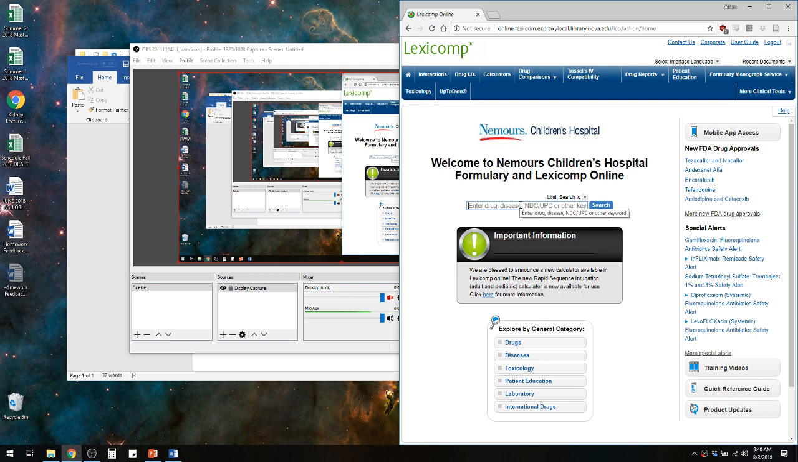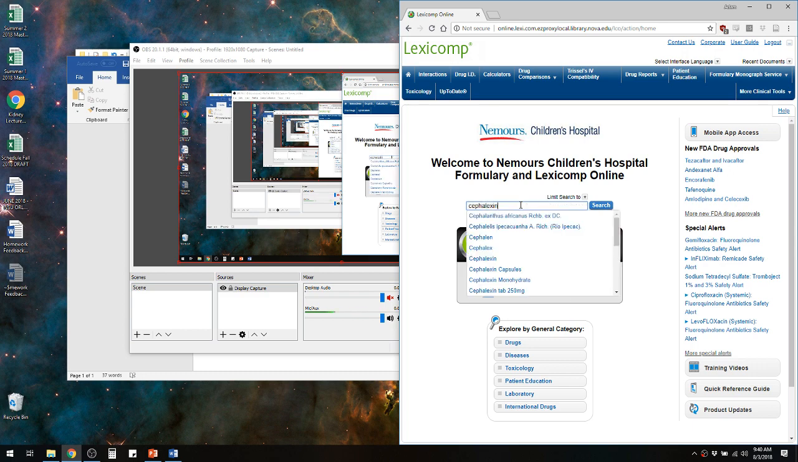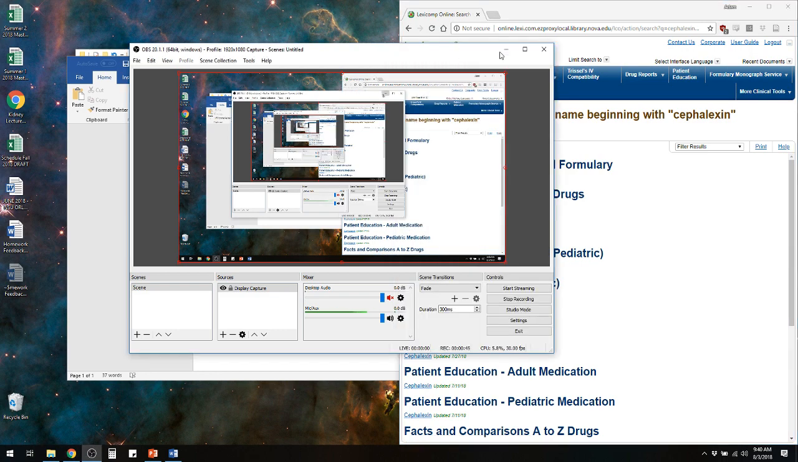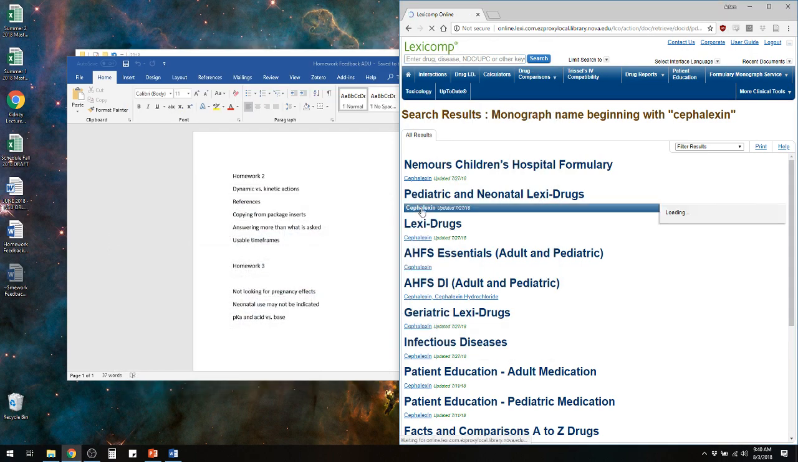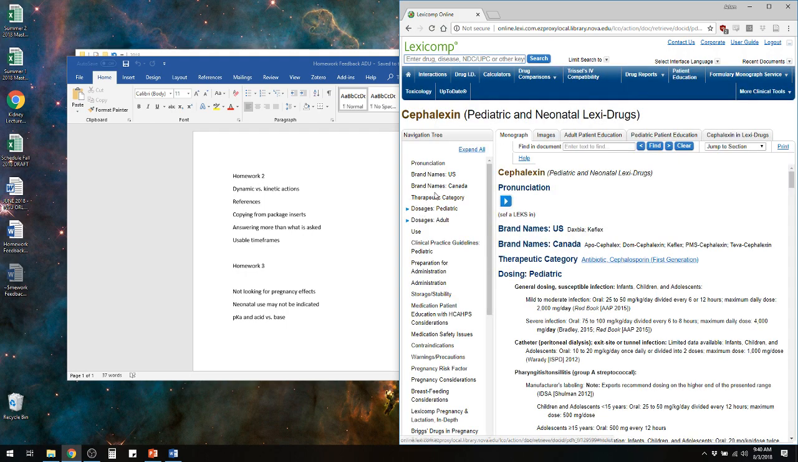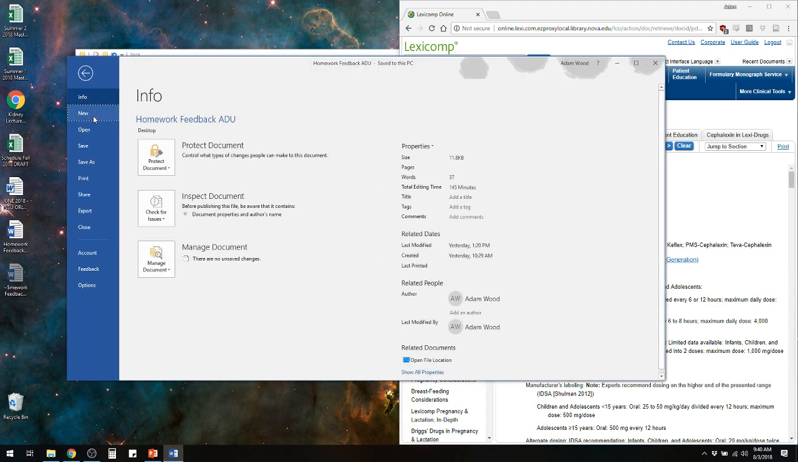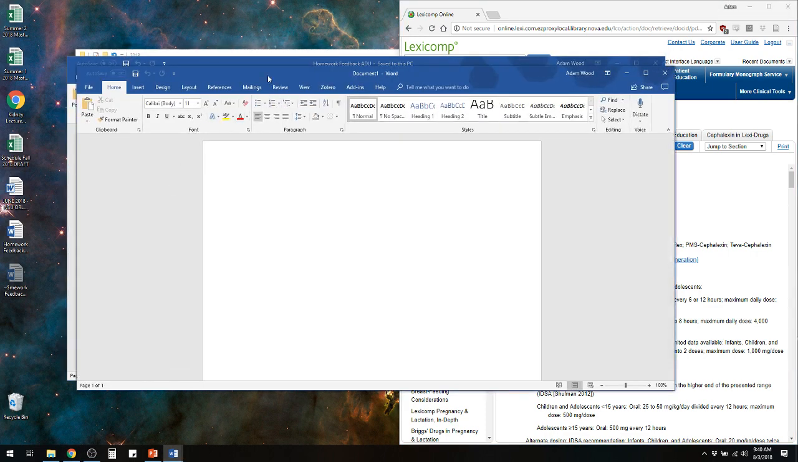Okay, so say we have a kid who's got a skin infection, a little bit of cellulitis. Let's do some Keflex, right? So I like LexiComp. That's just what I use most frequently. And when we do this, we would want to use the pediatric variety, because that's going to be much more specific to the information that I'm actually looking for. Okay, so I'm going to do a new document here, and I'm going to actually do the math with us.